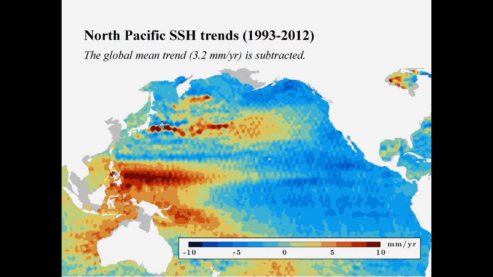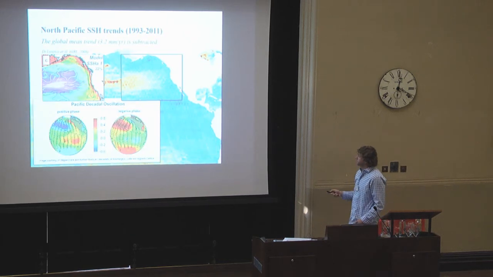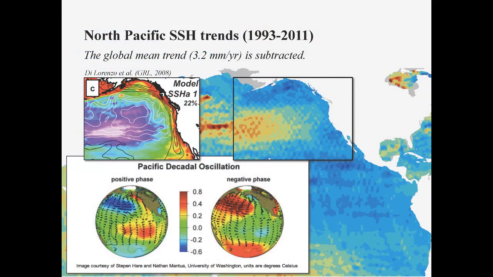So this is basically what Mark just showed you. This is just the North Pacific sea surface height trends from altimetry with the global mean trend removed. This is what Mark was talking about, and I'm going to focus here on the Northeast Pacific. What I want to point out is that this horseshoe pattern in the trend map is very similar, as Mark was just saying, to modes of sea surface temperature variability defined to be the Pacific Decadal Oscillation. These also show up in models in sea surface height as well.